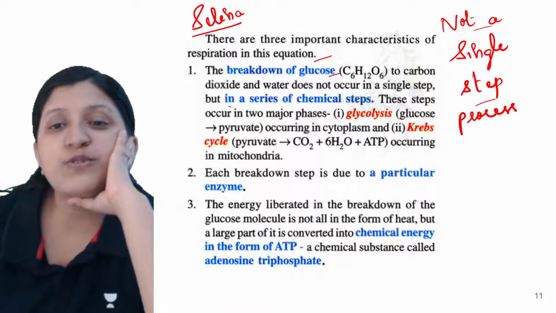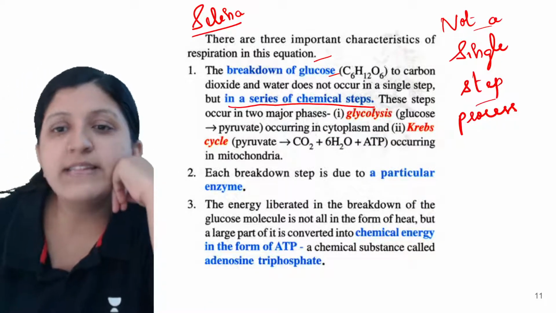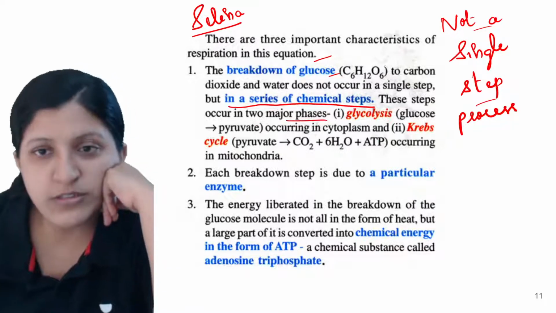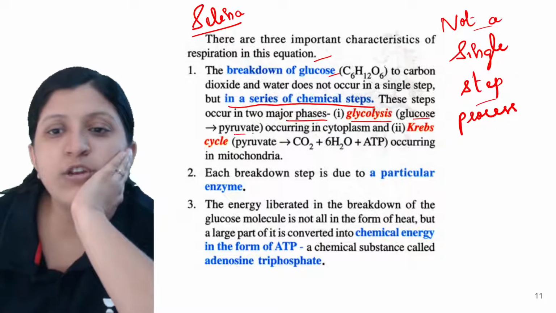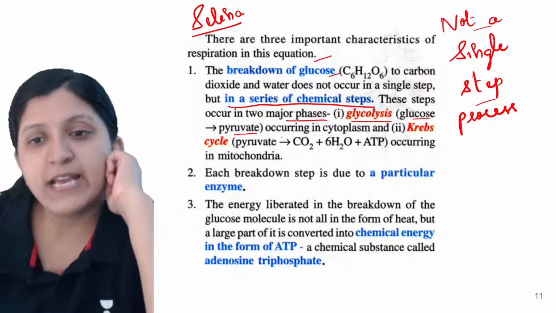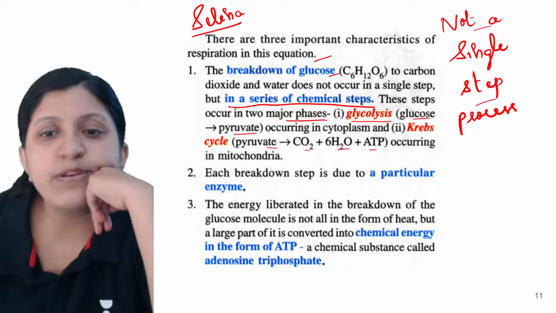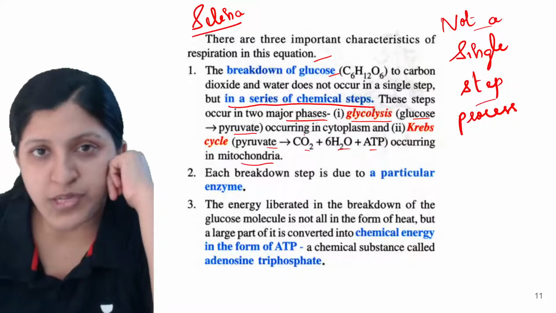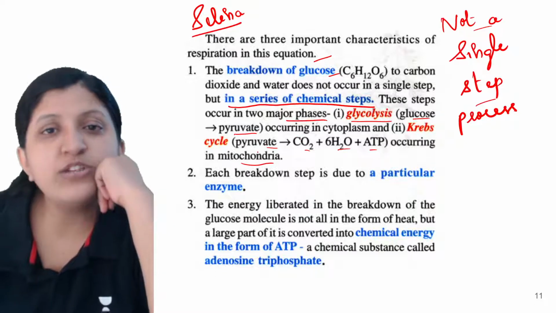So this is going to take a series of chemical steps, and these steps occur in two major phases. So that is glycolysis, where the glucose is converted into pyruvate, and that occurs in the cytoplasm, and the Krebs cycle, where pyruvate is converted into carbon dioxide, water, and ATP, and this occurs in the mitochondria. Okay, so you can see the pyruvate to ATP formation is going to be done in the mitochondria. So let's say this is a cell now.